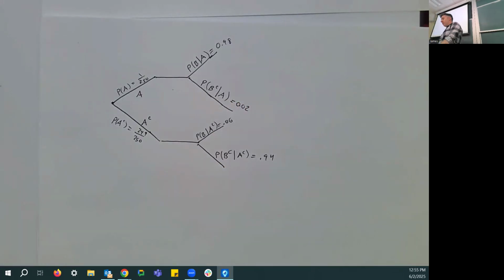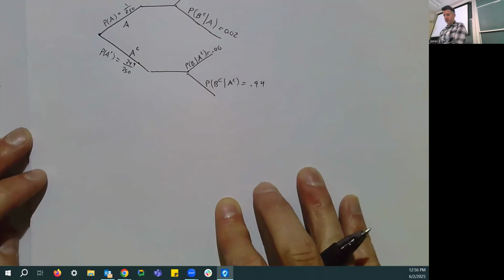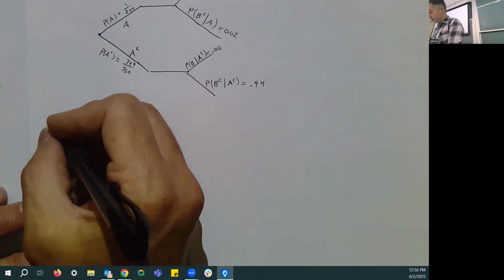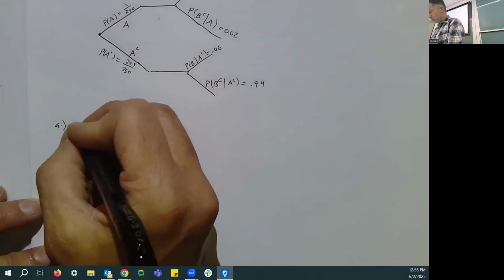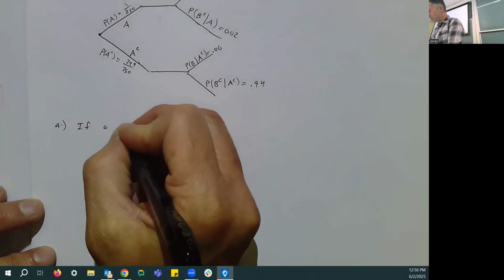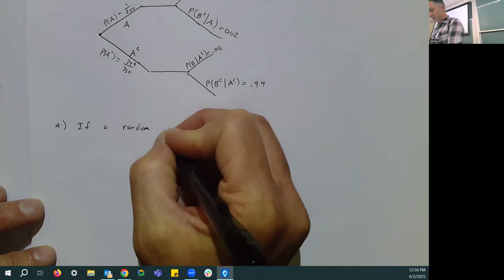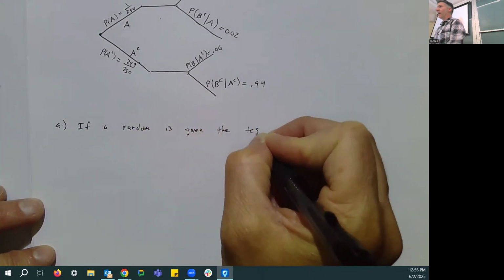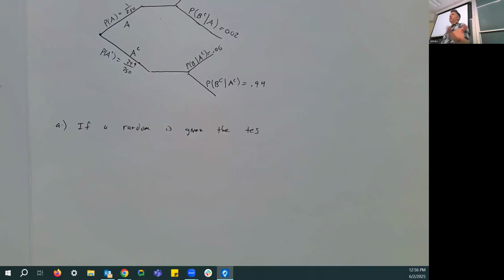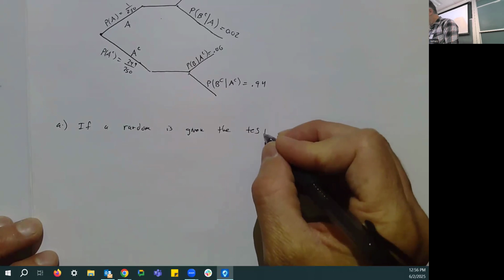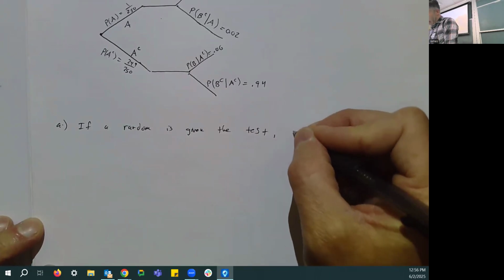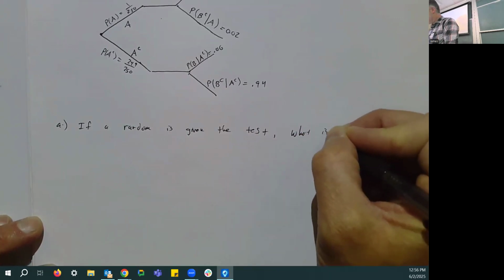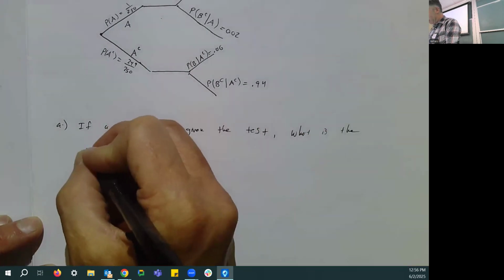You might feel like this is more work than we need, but it's really not. So we'll see that when we ask this question. Question A: if a random person is given the test, so we don't know if they have the disease or not, which is usually why you would take a test to see if you have it, right? If you already knew, you wouldn't take the test. You'd be like, I have it or I don't. What is the probability they test positive?